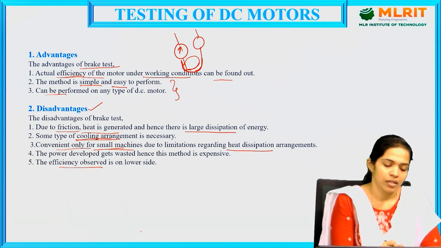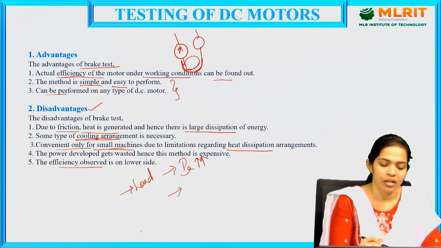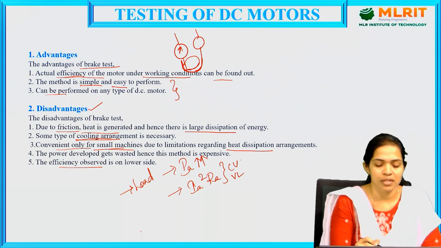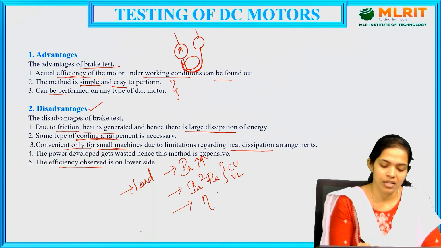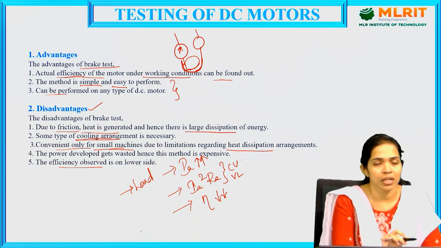As we are loading the motor, the armature will draw more current from the supply lines. Hence, when the armature current is increased, our Ia square Ra losses, or the copper losses or variable losses on the machine, also increase, which decreases the efficiency of the machine. So these are the advantages and disadvantages of the brake test.